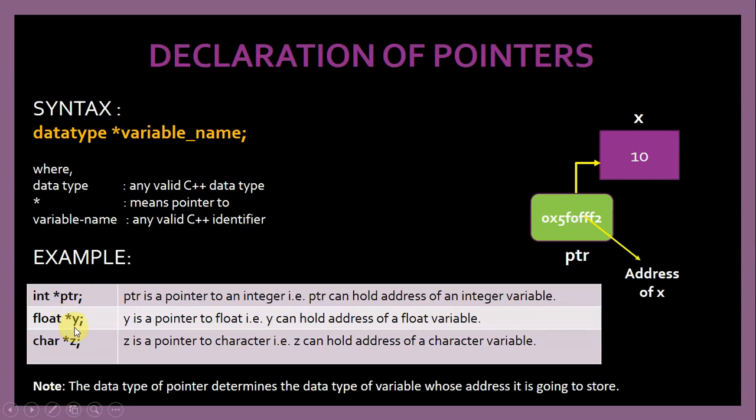Now float star y: here y is a pointer to float, that is, y can hold the address of a float variable. Char star z: here z is a pointer to a character, that is, z can hold the address of a character variable. It is important to note that the data type of a pointer determines the data type of the variable whose address it is going to store. So if it is an integer type pointer, it will hold the address of an integer variable, and if it is a float type pointer, it will hold the address of a float type variable, and so on. So you have to be very careful while assigning an address to a pointer.